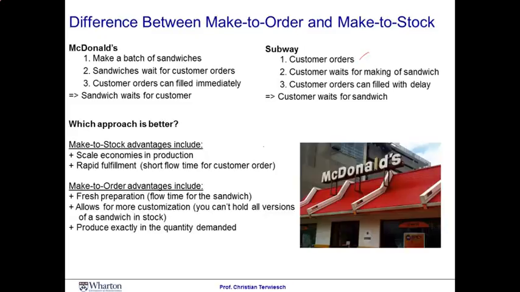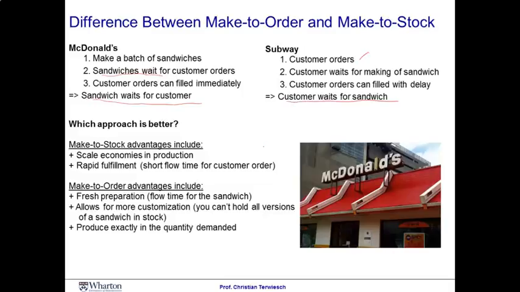Then the sandwiches will wait for the customer orders. So instead of the customer waiting for the sandwich, at McDonald's you have the sandwich waiting for the customers. The benefit of that is that when the customer order finally comes in, you don't have to make the sandwich, you can fulfill it immediately. So instead of having the customer wait for sandwiches, the sandwich waits for the customer.